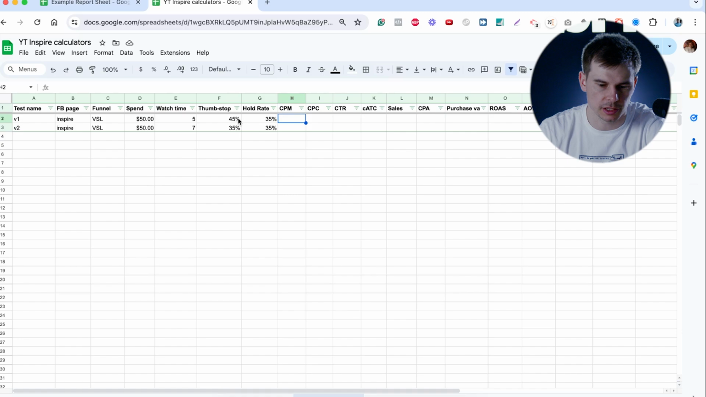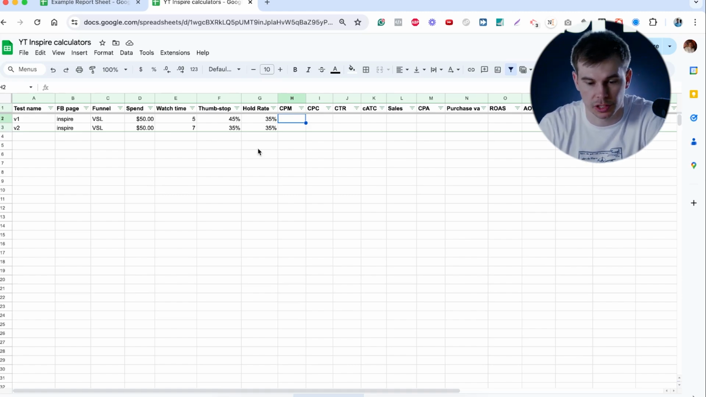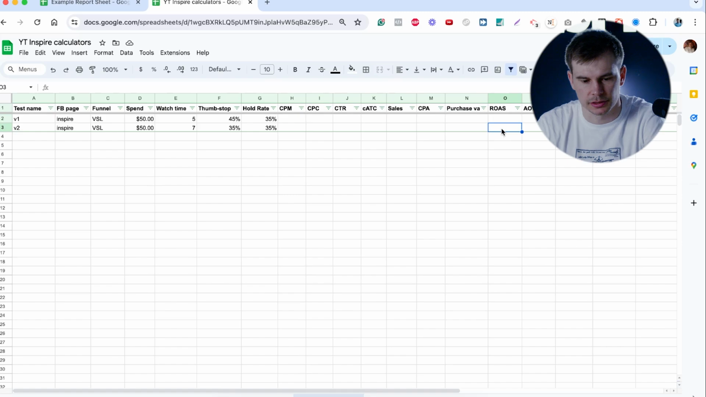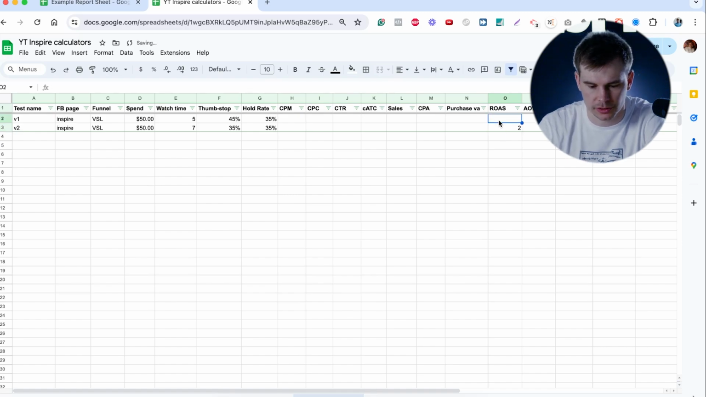When you input all of these numbers, you can easily identify which one is performing better. Obviously, this is more manual compared to Motion. Motion is one tool that I strongly recommend for all the guys that are doing creative research, but these are the most important numbers that I look at, and then I can identify, let's say, that this one has a ROAS of 2, this one has a ROAS of 3.